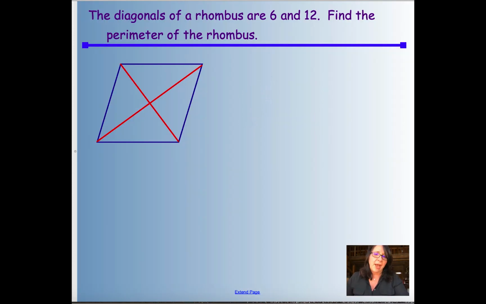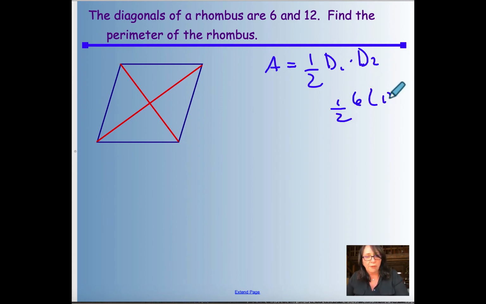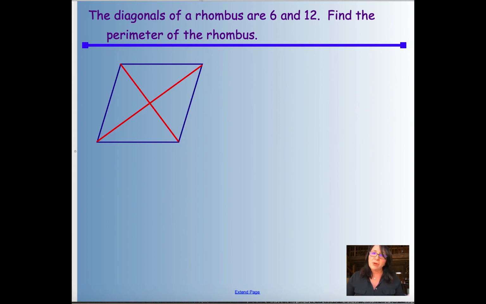So here we go. The diagonals of a rhombus are 6 and 12. If I wanted to find the area, heads up, area for a rhombus is just 1/2 diagonal 1 times diagonal 2. I would go 1/2 of 6 times 12, but they're not asking me that. They're not asking me what the area is. They're asking me what the perimeter is, and so therefore not the area. So remember to read the question. Diagonals of a rhombus are 6 and 12, which would make this 3 and 3. It would make this 6 and 6, and it would make this a right angle in there.